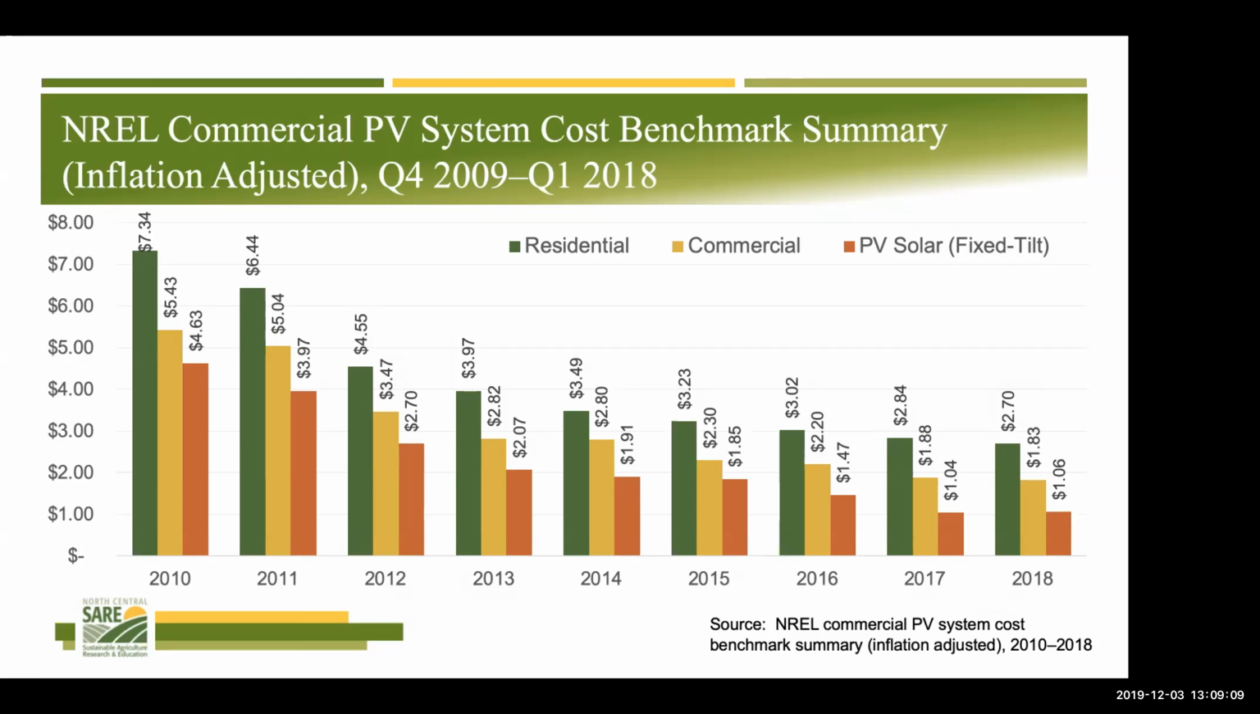And this chart is looking at it from the standpoint of residential, commercial, and this PV solar fixed tilt would be a utility scale system. Most of what we deal with in the agricultural sector kind of falls under this yellow bar. So we've seen basically a 77% decrease from $5.43 per DC watt in 2010 down to $1.83 per DC watt in 2018.